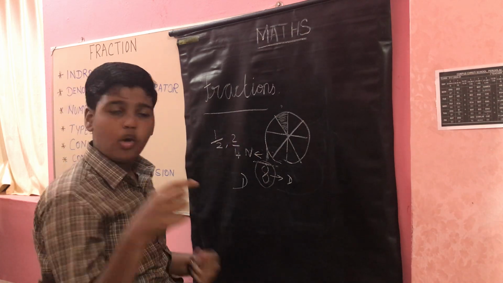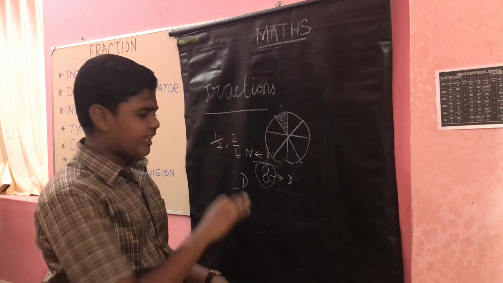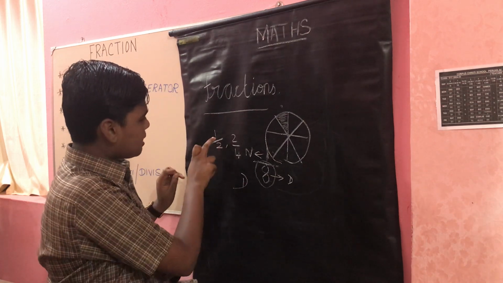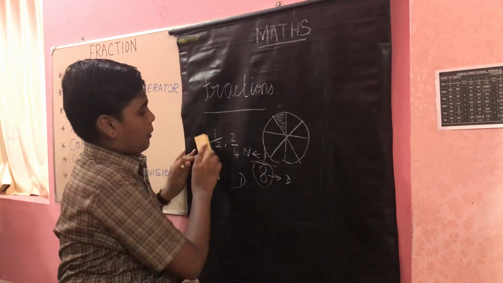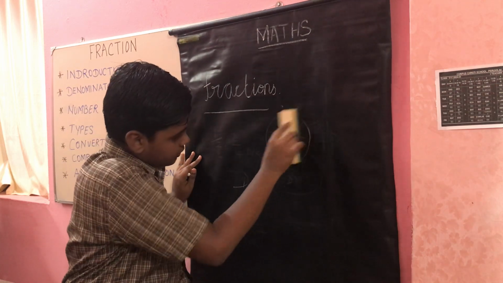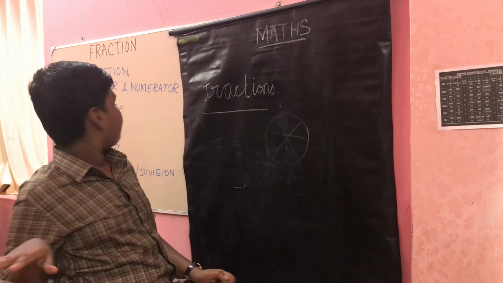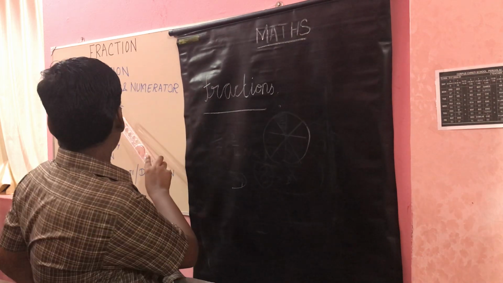So now you know what the numerator and denominator are. It can be any fraction. Even if it is 1 by 2, this is the numerator, this is the denominator. Okay, now we can move to the next topic, that is the number line.